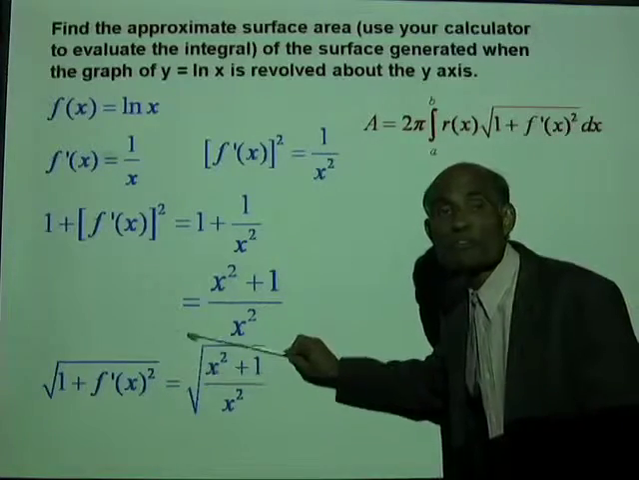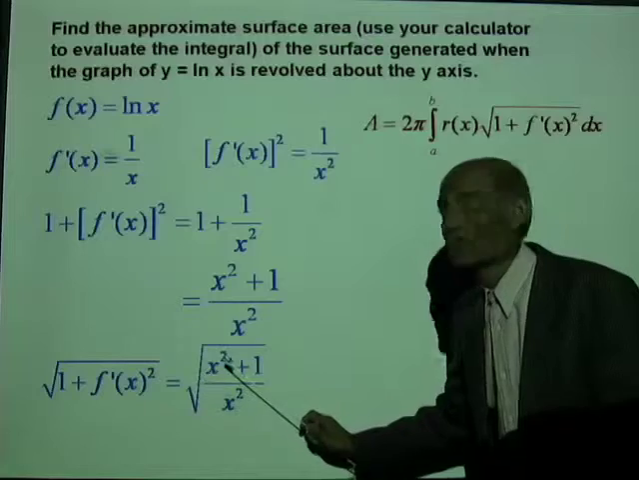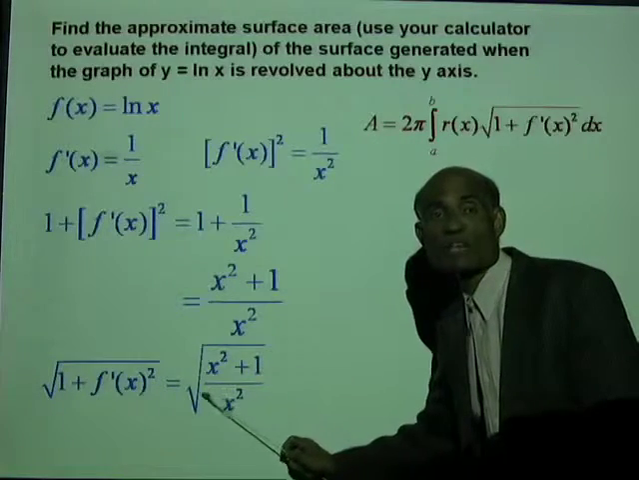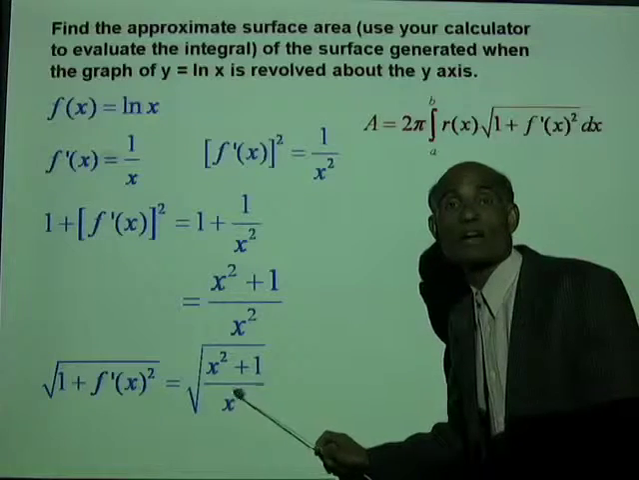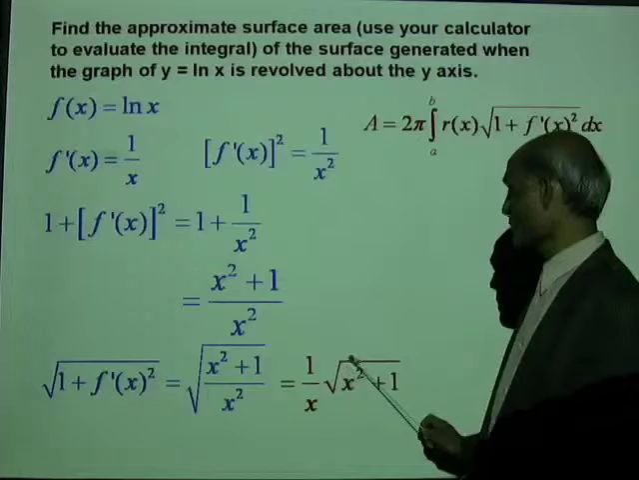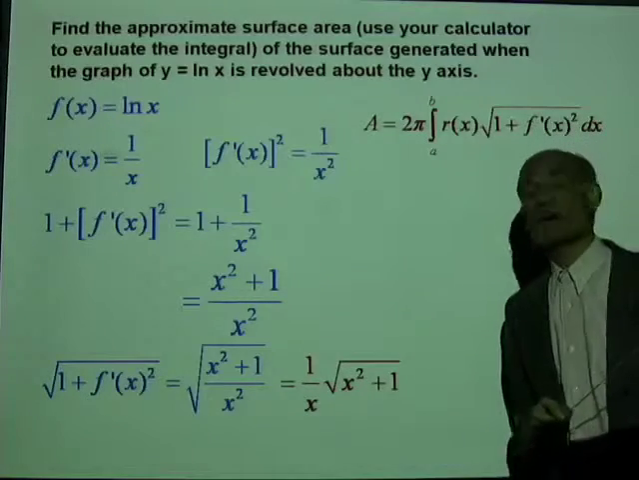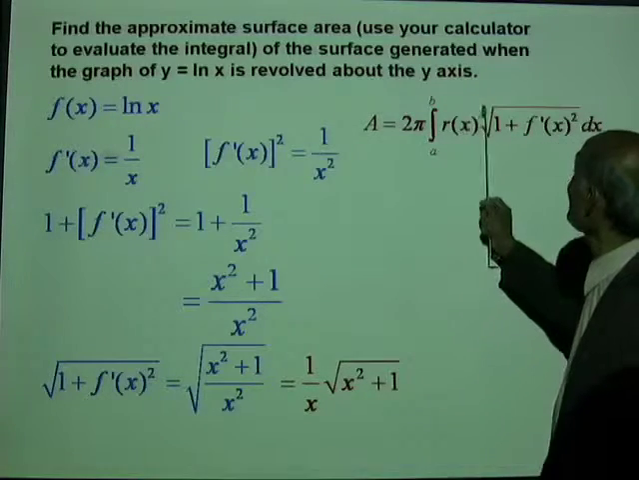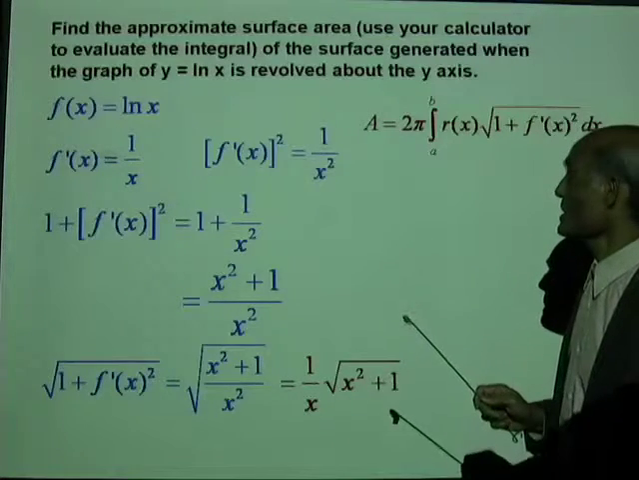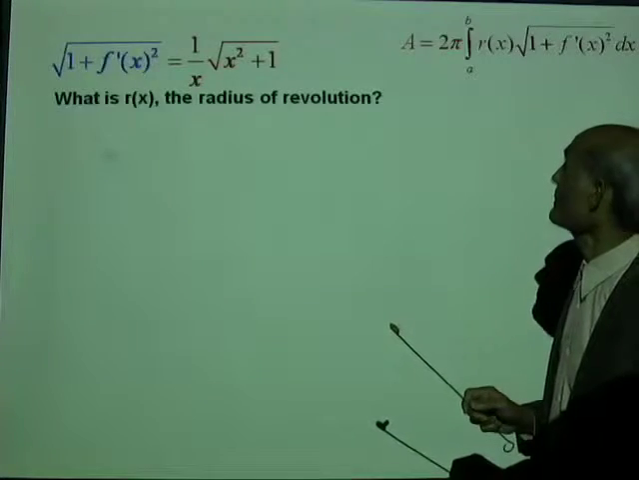Well, you can again split this into 2 square roots. That will be square root x squared plus 1 on the numerator, and square root x squared is x on the denominator. So that will be 1 over x square root x squared plus 1. That is this quantity. And what is r of x?